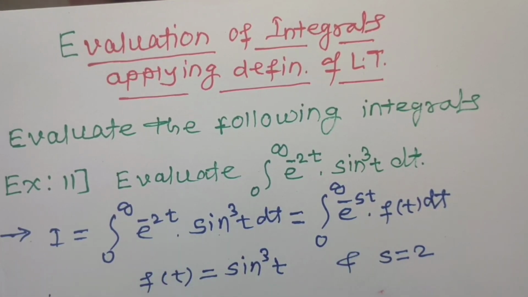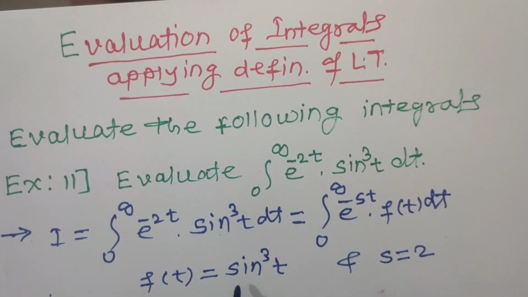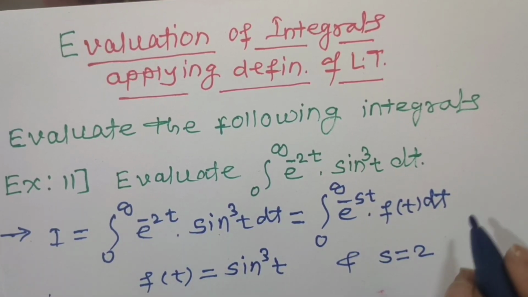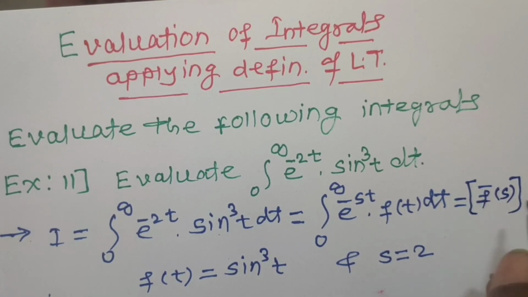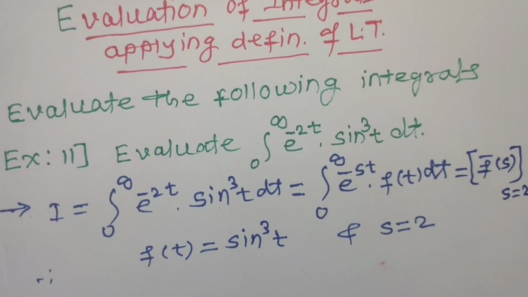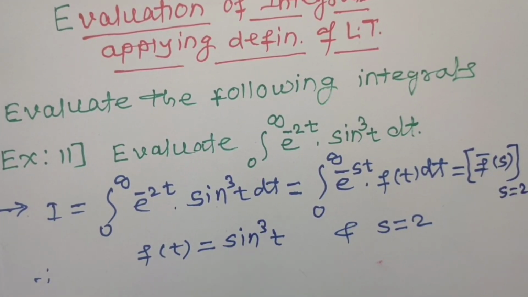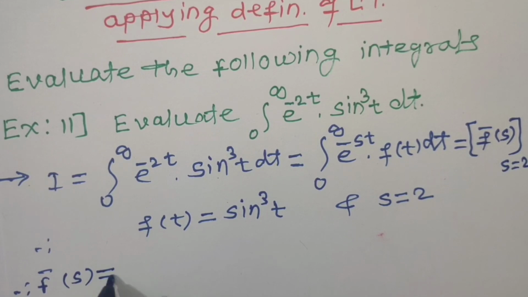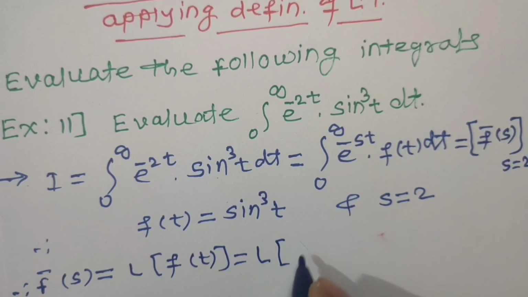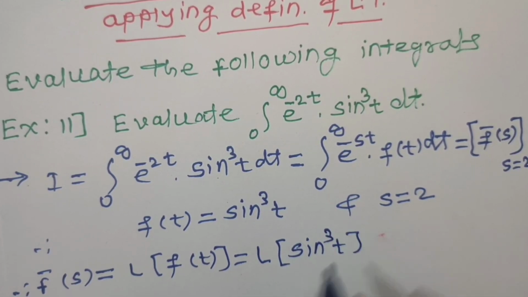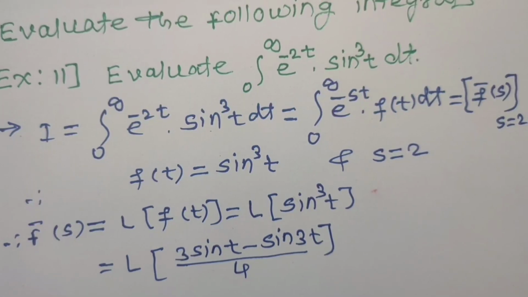The value of this integral is nothing but the Laplace transform of f of t, replacing s by 2. So this is equal to f bar of s. Now f bar of s we have to find out, meaning the Laplace transform of sine cube t. Hence f bar of s is equal to the Laplace transform of sine cube t. But sine cube t is (3 sine t minus sine 3t) divided by 4, and we take the Laplace transform of this bracket.